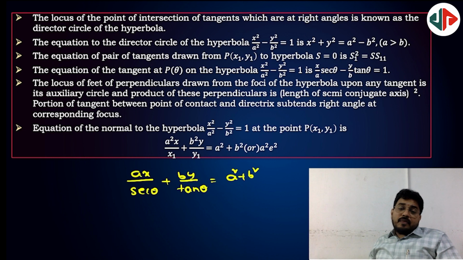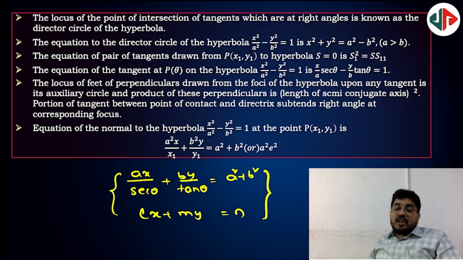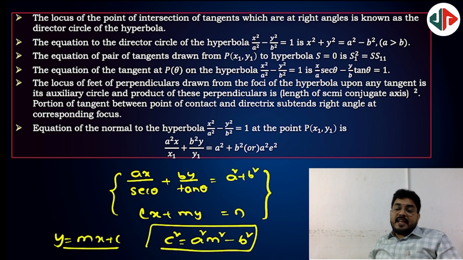Sometimes, if the line lx plus my is equal to n is a normal, what is the condition for normality? You need to compare for this one. And y is equal to mx plus c is a normal to the hyperbola. The condition is c square is equal to a square m square minus b square. In the ellipse, it is the case of a square m square plus b square. Here it is a square m square minus b square.